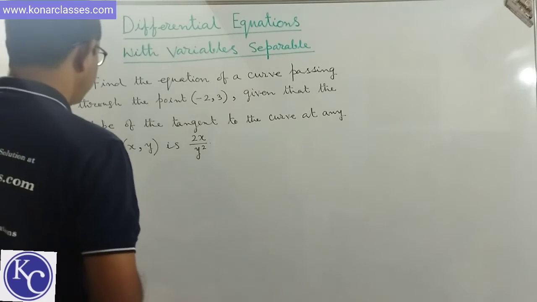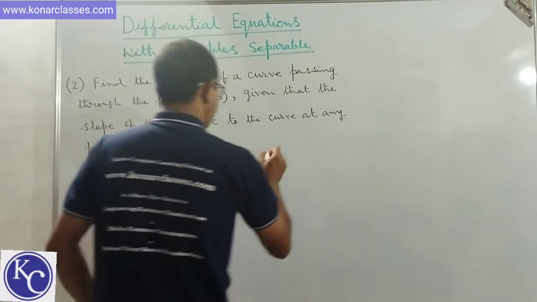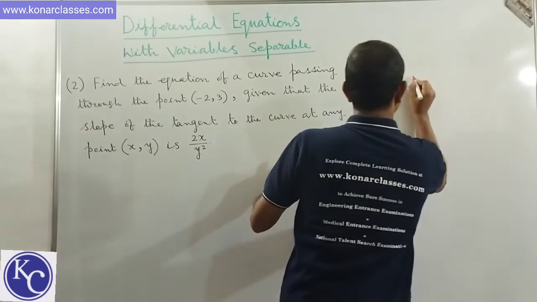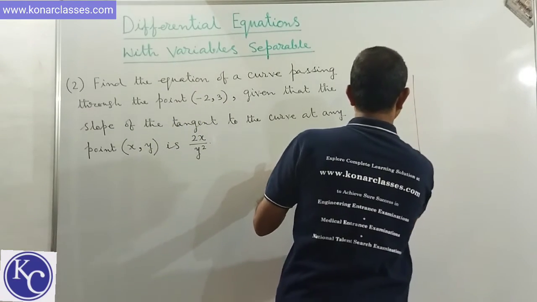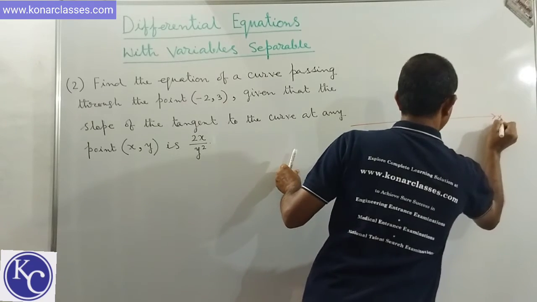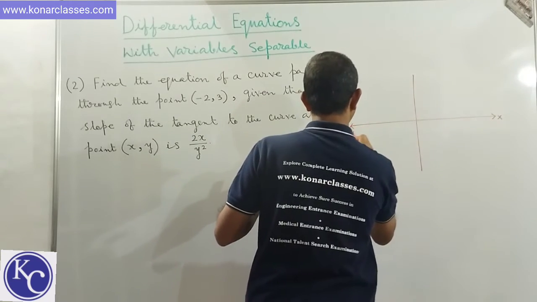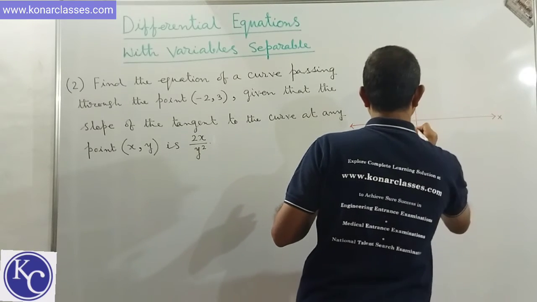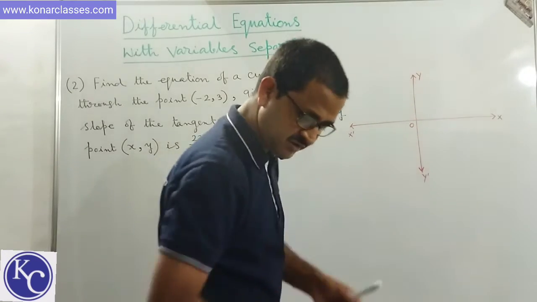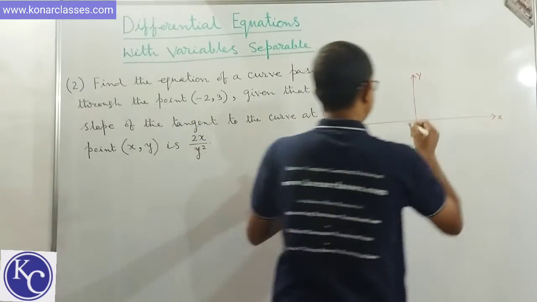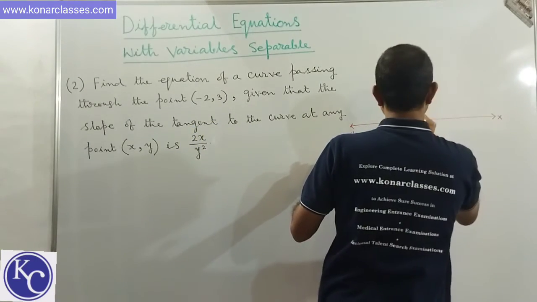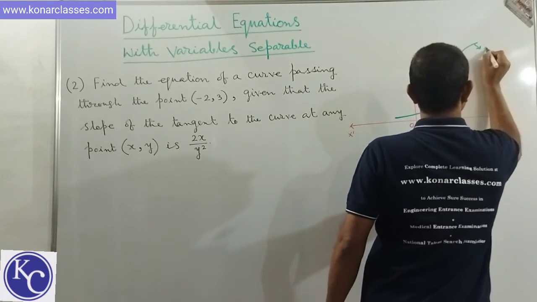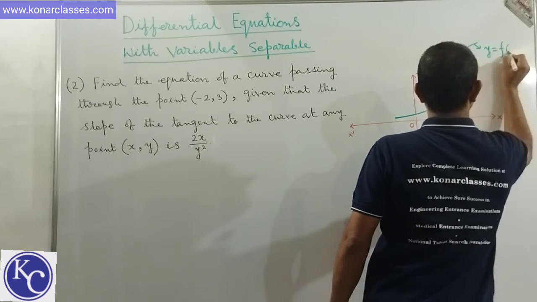Whatever I said, I can write something like this. So let's look at this. If these are the coordinate axes, this is x', y', and this is the origin. So what is the curve? Suppose the curve is something like this. So this is the curve. Suppose this curve is y equal to f(x).